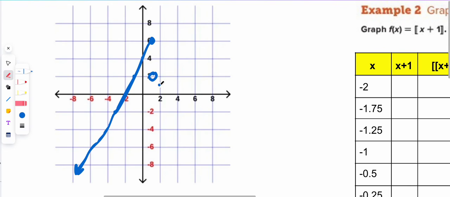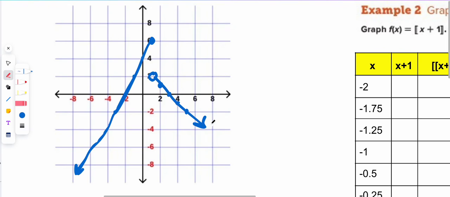Then we had 2, 1. We had 3, 0. Then we had 4, negative 1. And then 5, negative 2. So this line would continue like that. So this is what our graph ends up looking like.